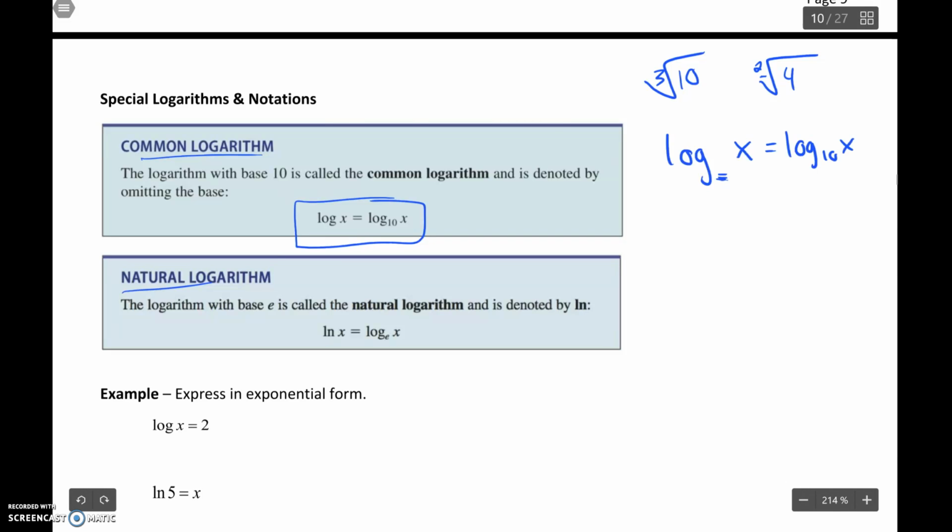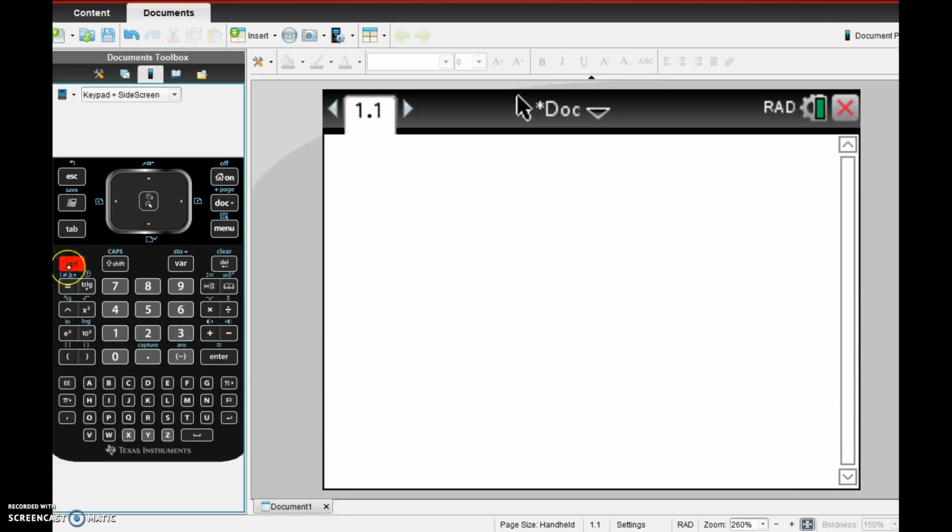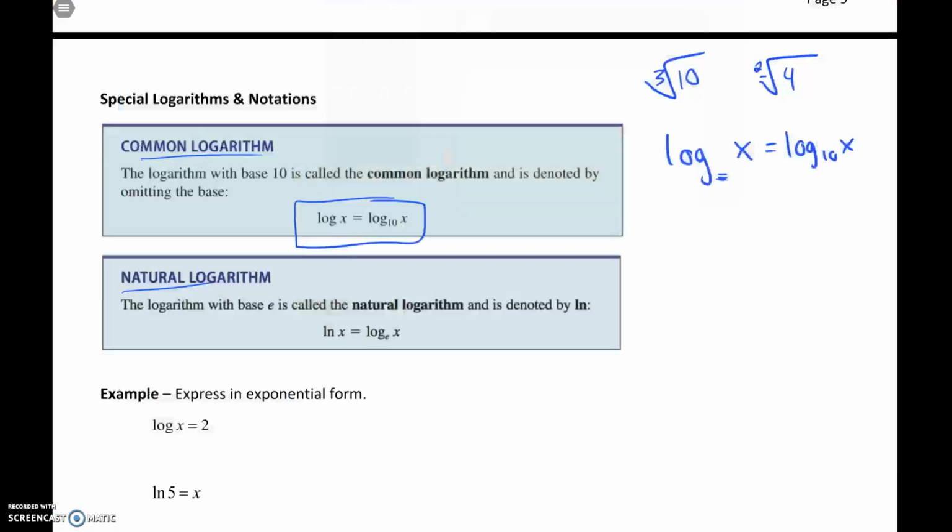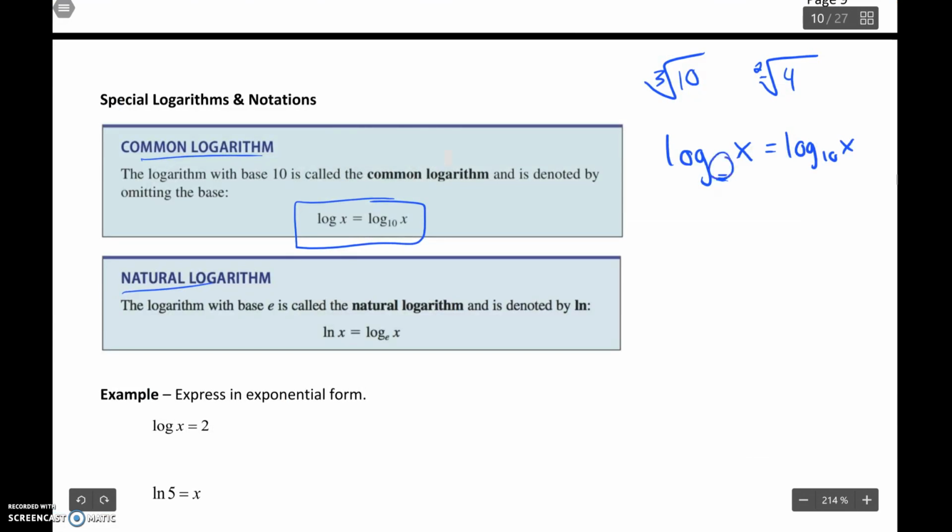Okay? And our calculators, I mean, this is a very standard convention. Our calculators, if we just say the log of x and we don't put a base in for the log, it changes it to base 10 because that's the assumption. So that's one special log if you want to just shorten it up and not write down the base.